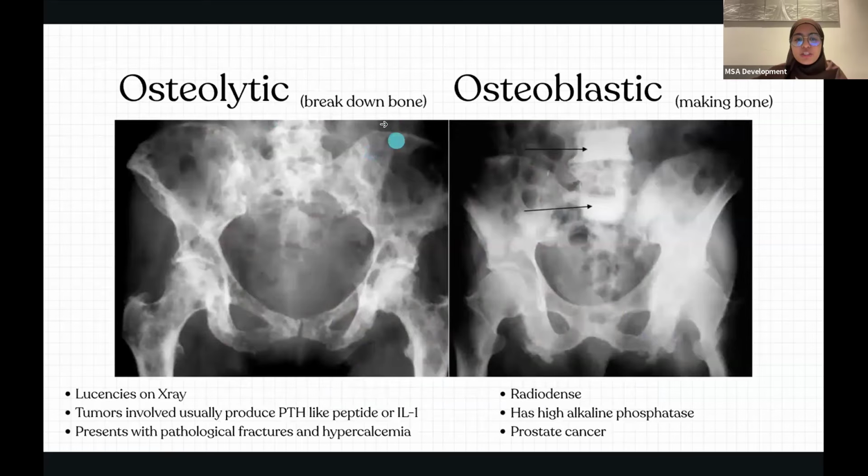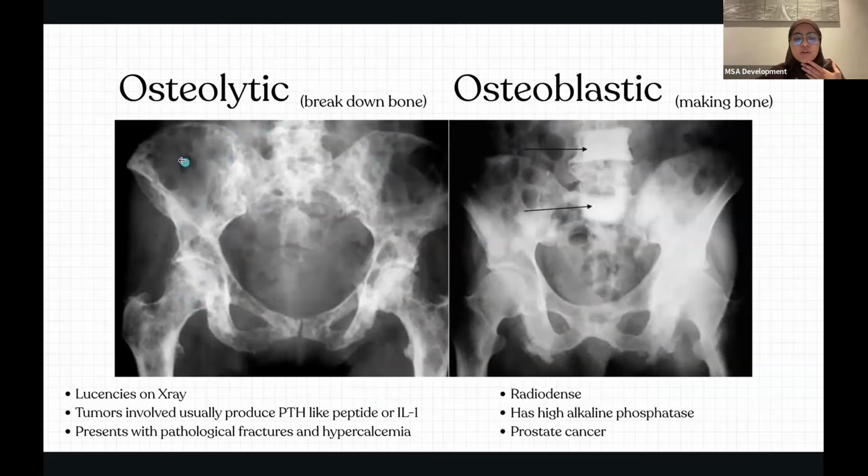Now this is very important, osteolytic and osteoblastic metastasis. What's the difference? Now let's just look at the names first. Osteolytic, lytic means to break down. So osteo means bones, lytic means break down, breaking down of the bone. So on X-ray you would see these empty spaces that look like the bone is being broken down. These are called lucencies in the X-ray.